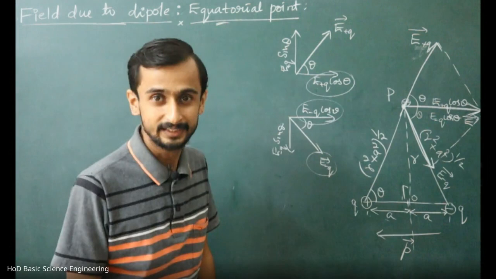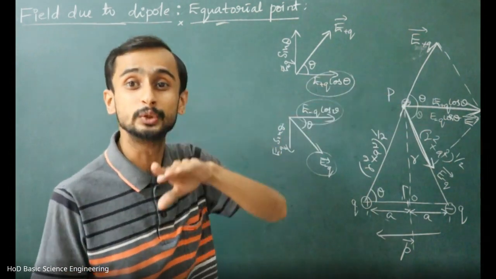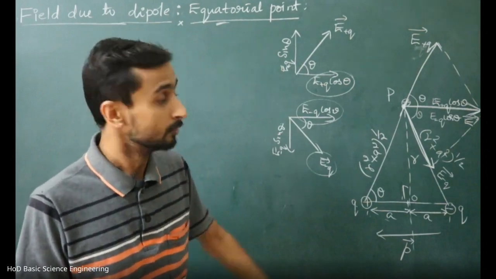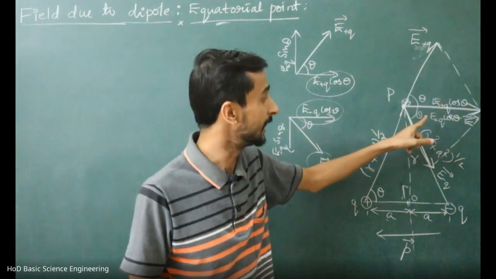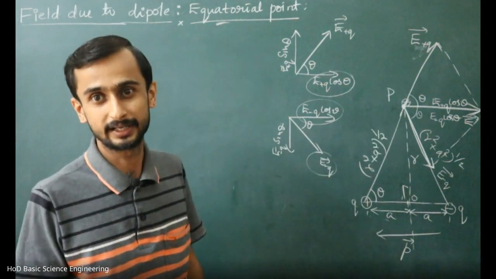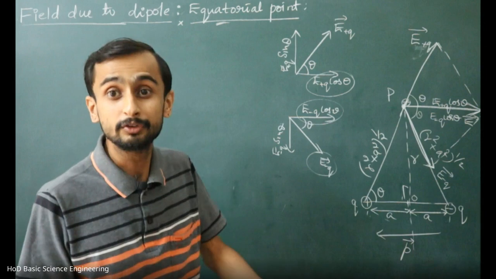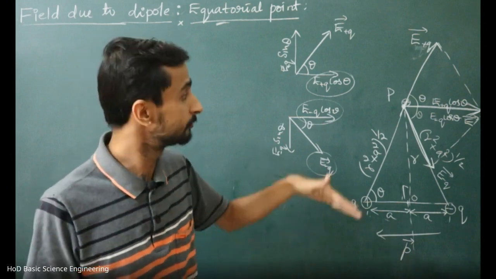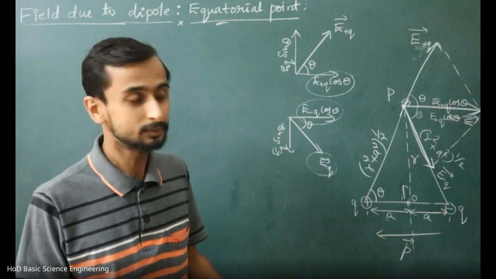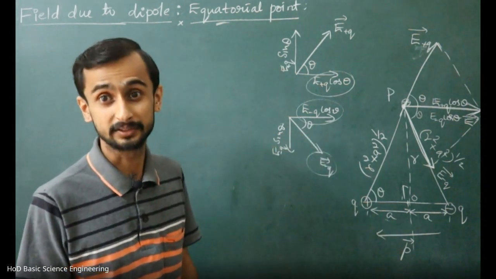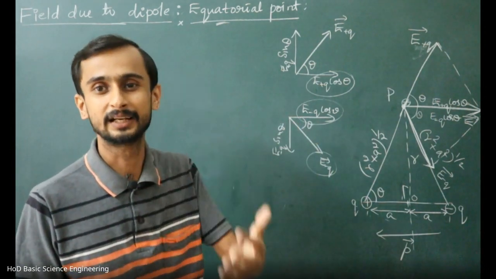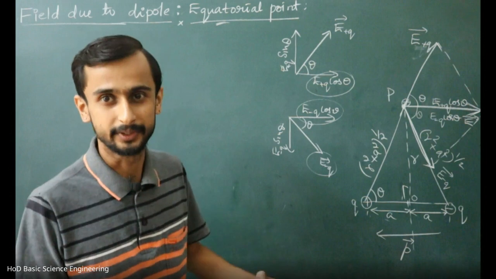That means the net electric field is due to two horizontal components, right? One is E plus Q cos theta and one is E minus Q cos theta. Both are acting in the same direction. Therefore, to get the resultant of the two, you just have to add them, because both are acting in the same direction. If you add those two components, you get the net electric field at that particular point P.